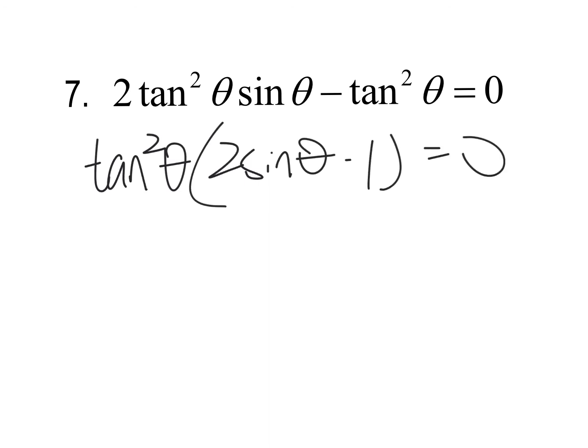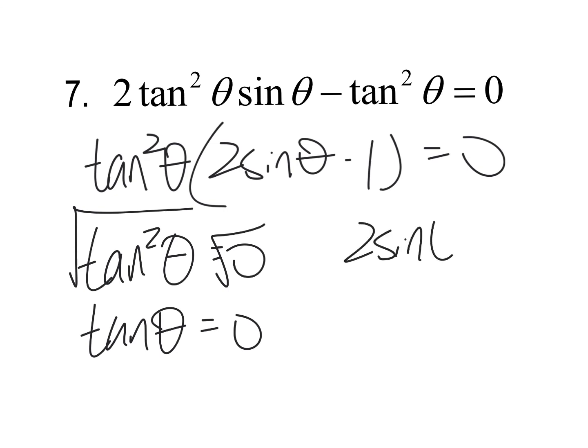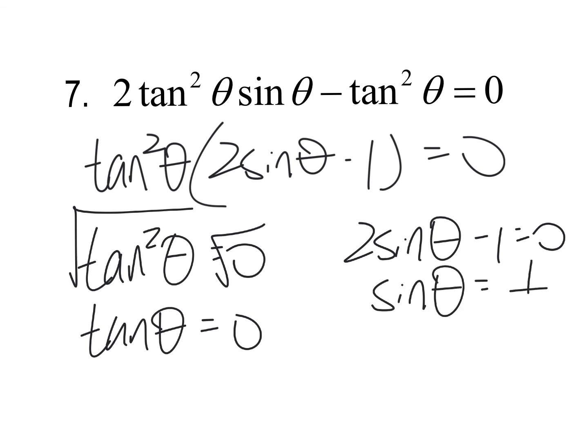And now what I can do is set tangent squared equal to 0, and I can set the parentheses also equal to 0. So tangent squared theta equals 0. That's going to give me a couple answers. I can square root both sides here and just get regular tangent of theta equals 0. I'm also going to do 2 sine theta minus 1 equals 0, which means sine theta equals 1/2, which we've done earlier in the worksheet.